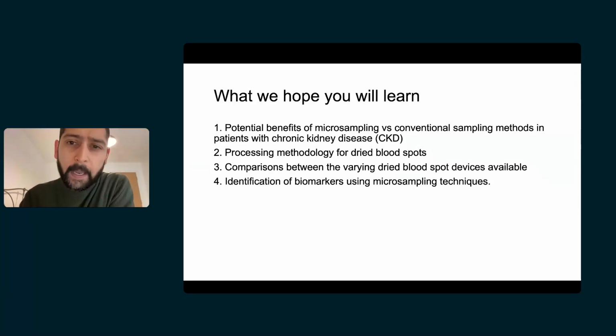We hope that by the end of this talk, you'll be able to appreciate some of the benefits associated with microsampling in comparison to conventional sampling methods in patients with CKD, learn a bit more about the processing methodology that's involved for dried blood spots, a bit about the comparisons between various dried blood spot devices that are available, and then finally an identification of biomarkers using microsampling techniques.